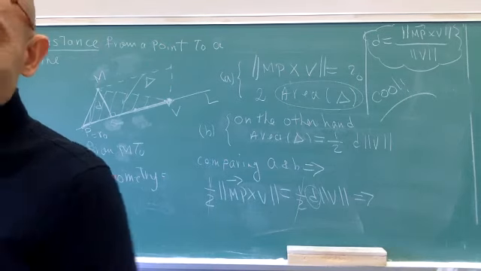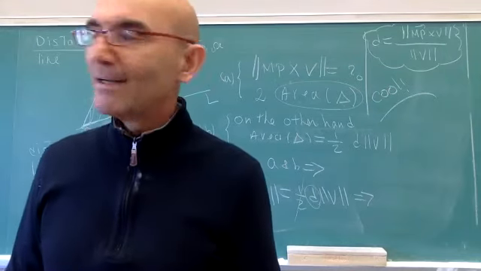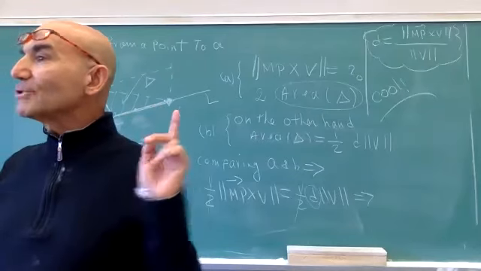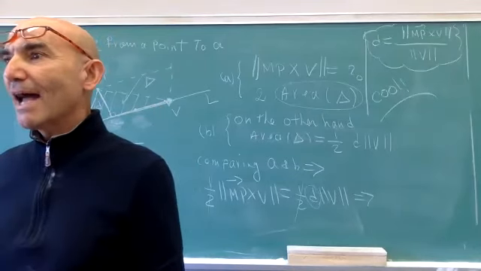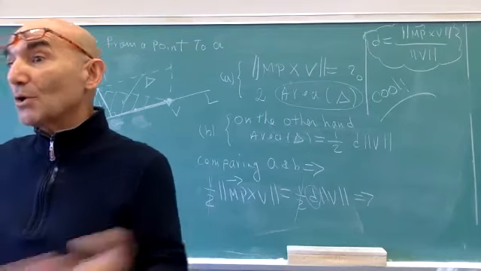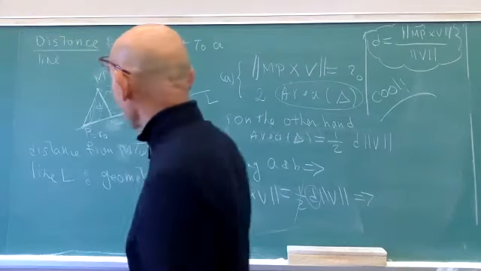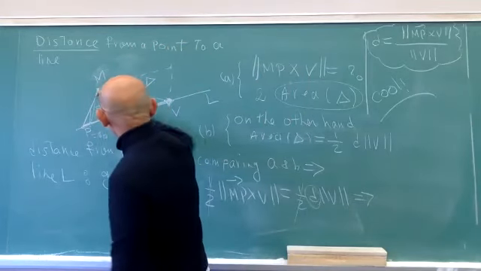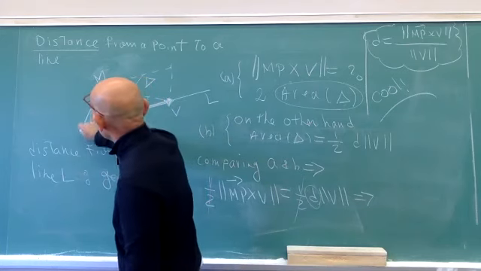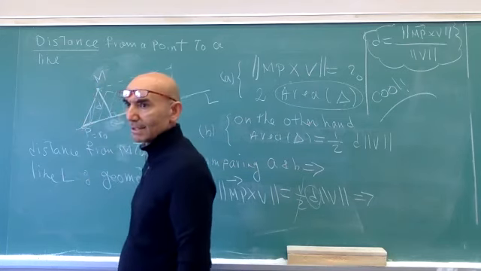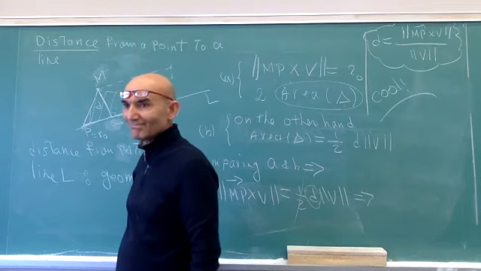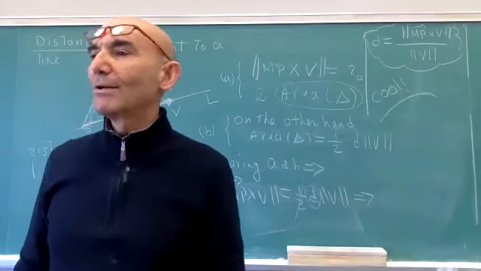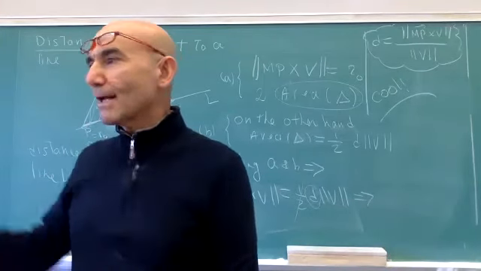What second idea did we use? We computed the area of the triangle in two different ways, right? And we said that because the area is the same, they have to be the same number. But we used something totally amazing. We said that this times that is equal to this cross that in length, essentially. That's not obvious at all. I mentioned this last time.